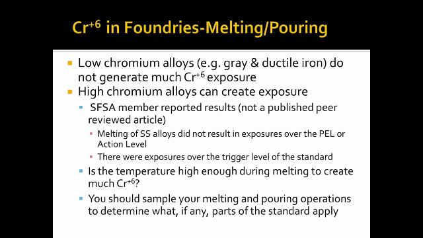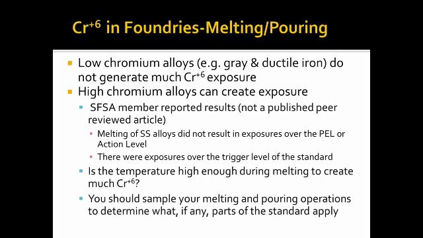Again, we'll start out with the low chromium alloys, gray and ductile. I don't expect that even if you weld on these or thermally cut them, you're going to generate a lot of hexavalent chromium exposure. There is certainly a possibility that if you have very uncontrolled exposures during things like plasma cutting and arc gouging of these alloys, you might be able to create some hex chrome exposure. But again, in general, these alloys just don't have enough chromium in them to be a problem.